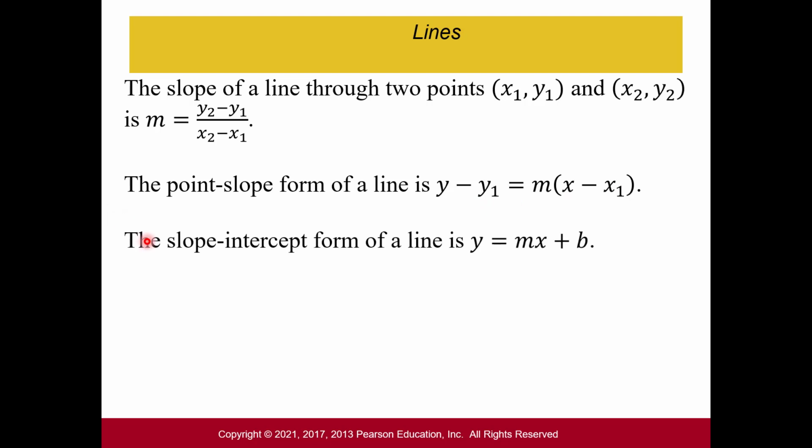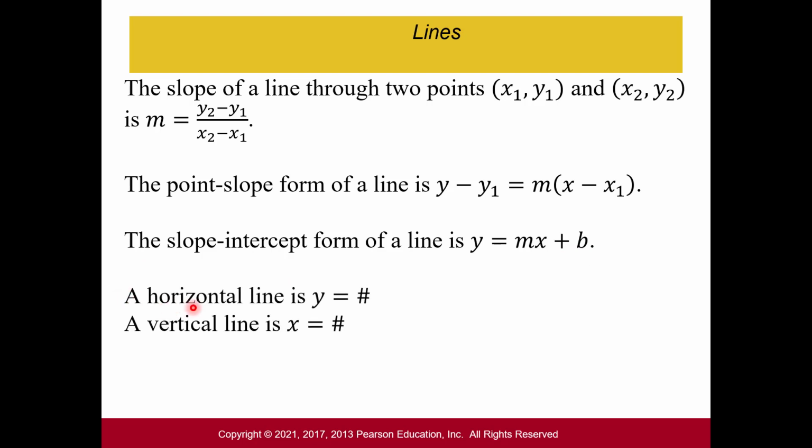But another form for a line is the slope-intercept form, which is y equals mx plus b, where m is the slope and (0, b) would be the y-intercept. And then a horizontal line is just y equals some number, and basically it's where you hit the y-axis. So you could say the y-intercept value would be this number. And then a vertical line is x equals a number, where this number is the x-intercept.